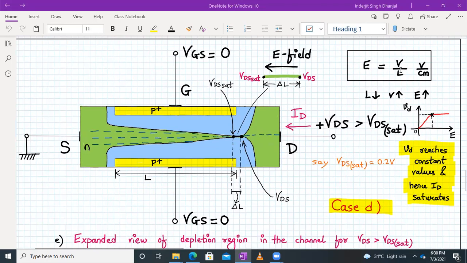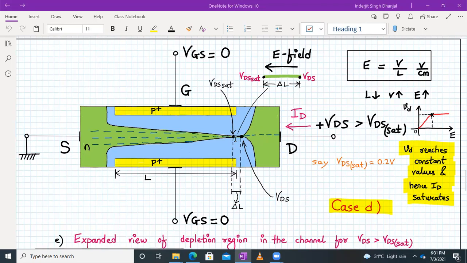Electric field is given by the formula voltage upon length. Over here the length has reduced from L to delta L, and your voltage has also increased. Your VDS voltage has increased further. So the voltage is increasing, length is decreasing, so the electric field will become very, very powerful in this small depletion region, because here the PN junction is heavily reverse biased now. At this condition it is almost touching the drain end of the channel.